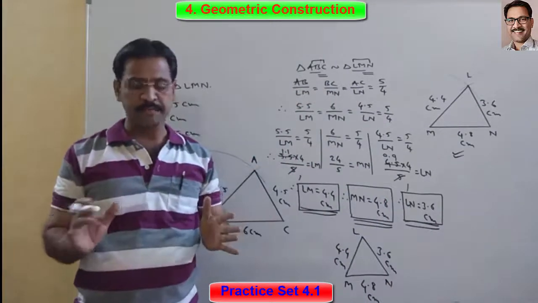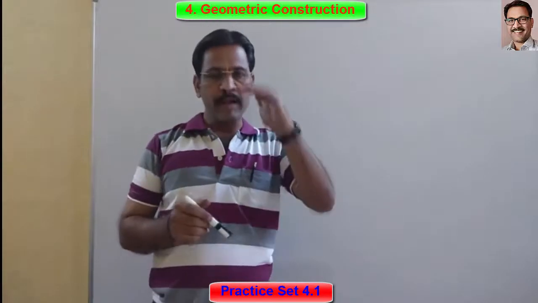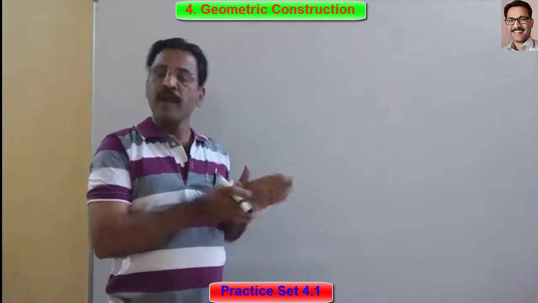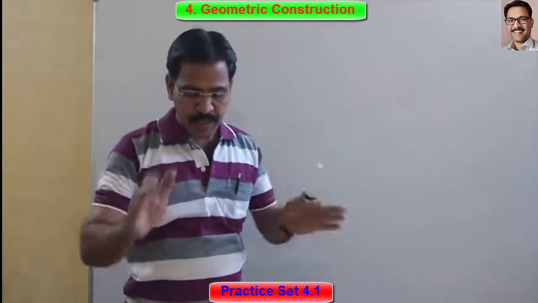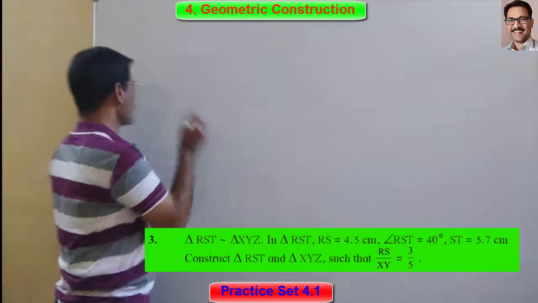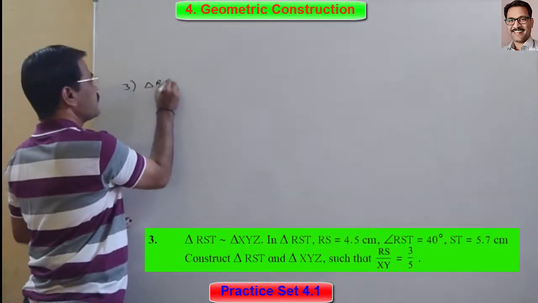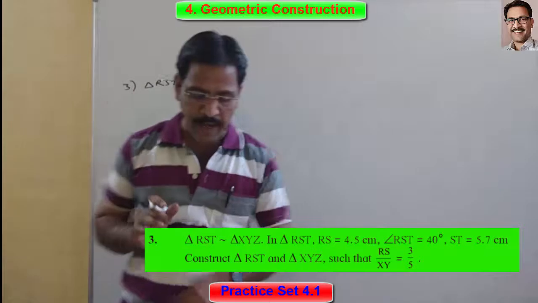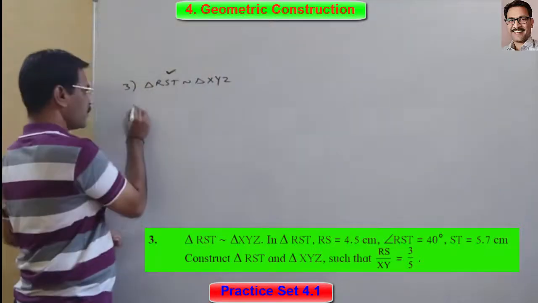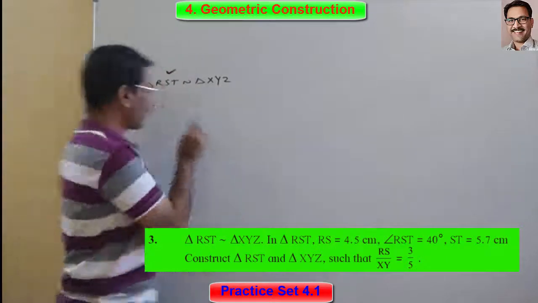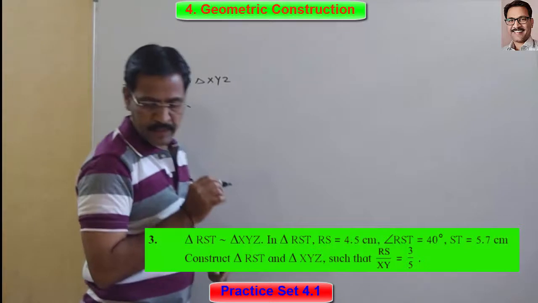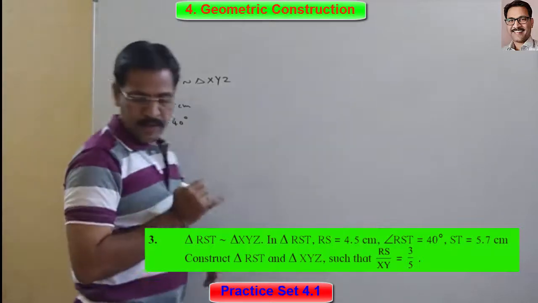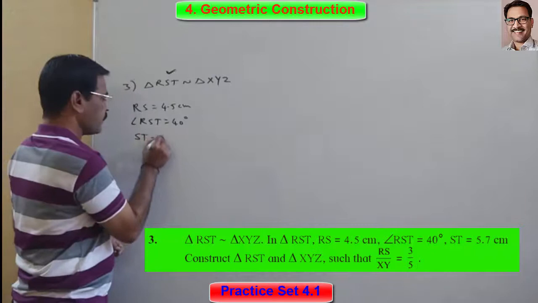Understand friends? Okay? Now we take the third example. I'll draw the second one afterwards, because first and third are of the first type. Okay, we'll take the third one first. Triangle RST and triangle XYZ, they are similar, they are given to us. In the third example, triangle RST and triangle XYZ are both given to us as similar. In RST, information is given to us. RS is how much? That is 4.5 centimeter. After that, angle RST is 40 degrees. And that one ST is what? 5.7.